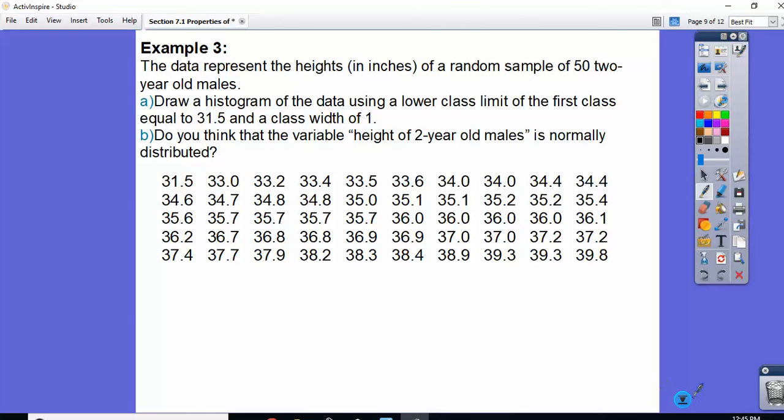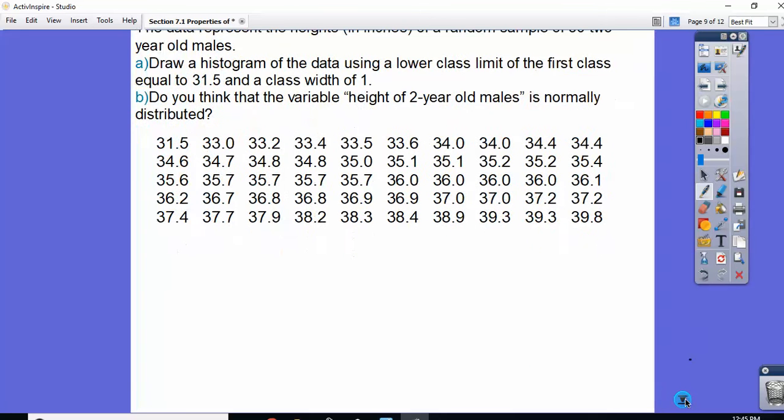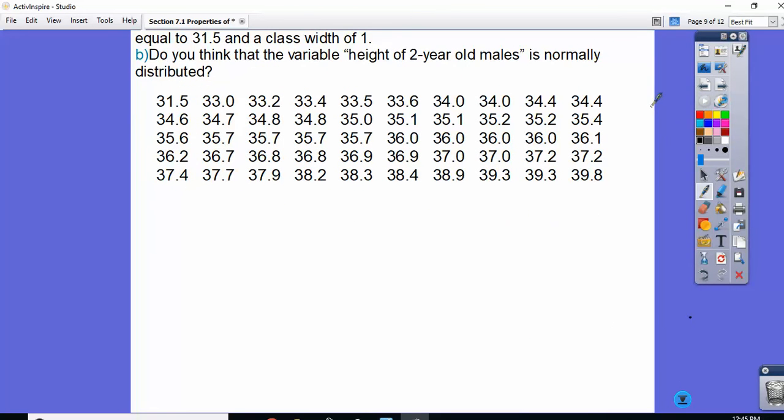So we can do histograms by hand or on our calculator. I've given you all this data, and I think I was even nice and put it in increasing order, so it shouldn't be that hard to do it by hand. So let's draw this out. My x-axis, I told you we are going to use a lower class limit. So our first one is going to start at 31.5. We're going to go up by 1 each time.